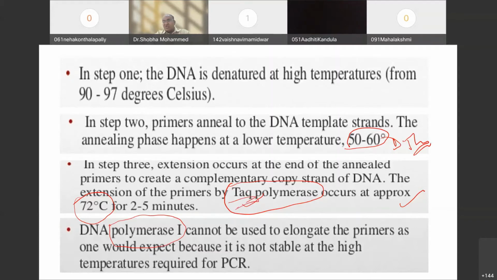Why am I using Taq polymerase? Because it's a high temperature of 72 degrees, and DNA polymerase 1 cannot elongate. So I am going to use the Taq polymerase.